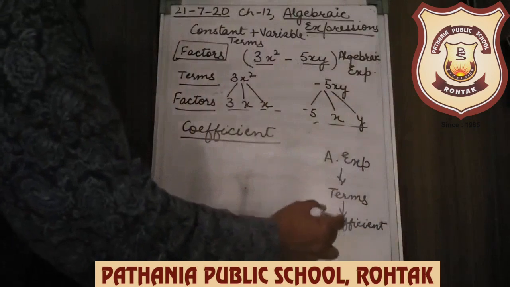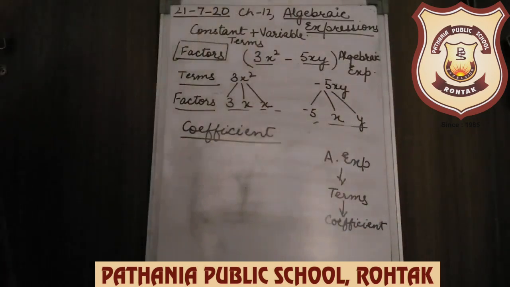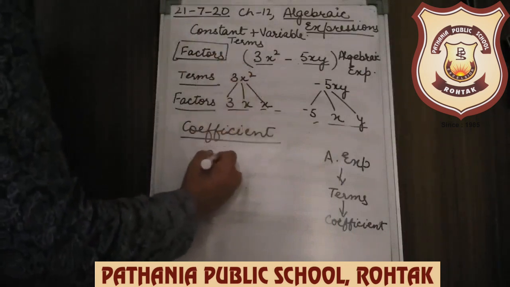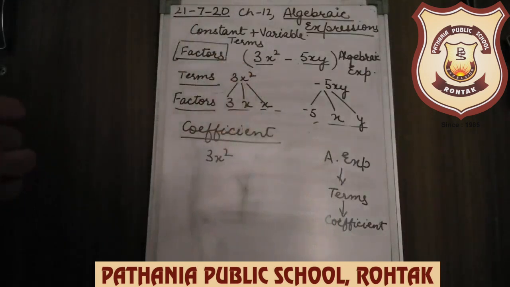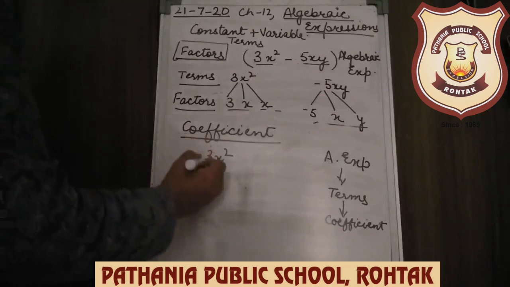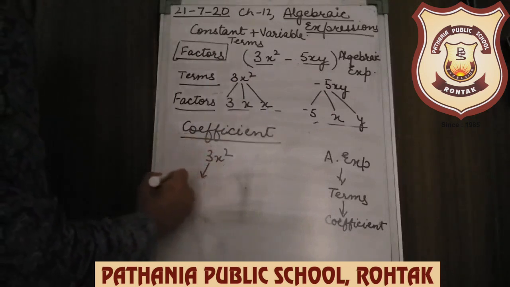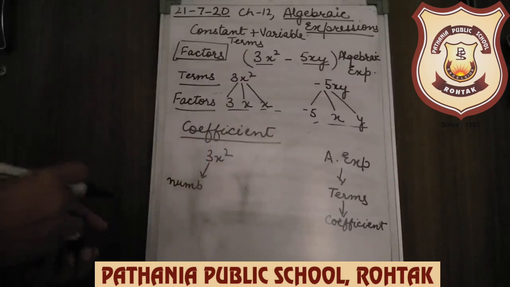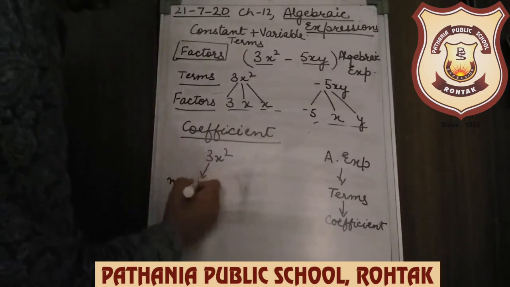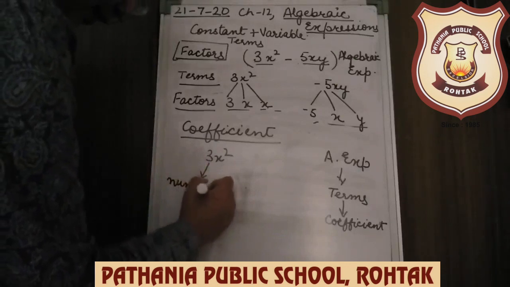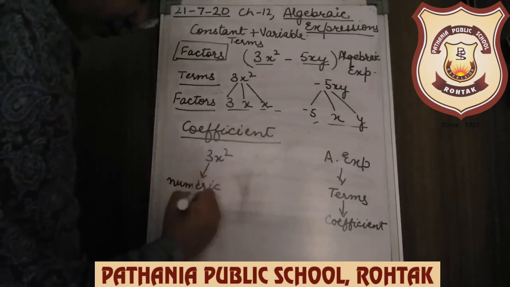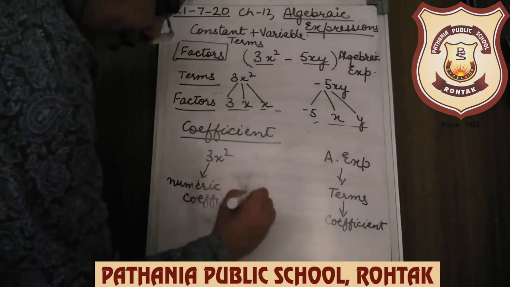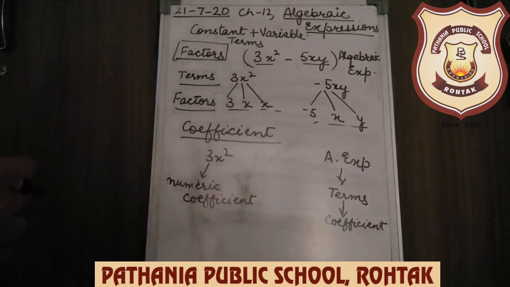So in terms you will get the coefficient. Now understand what is coefficient. I am taking the term 3x square. Now 3 is called the numeric, this is the number. So it will be called the numeric coefficient.